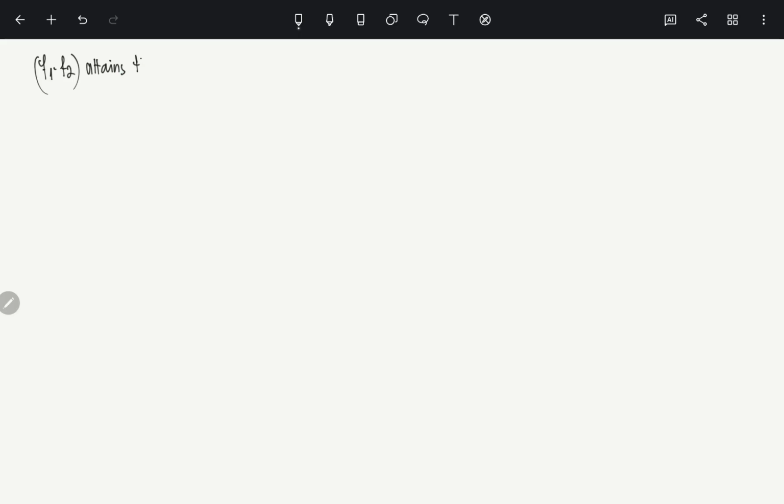the maximum and minimum on the boundary, del D, the boundary of D. So thus, continuous dependence on initial data means that if you change the initial data a little bit, your solution also changes a little bit.